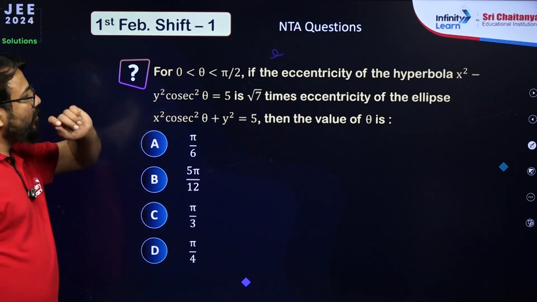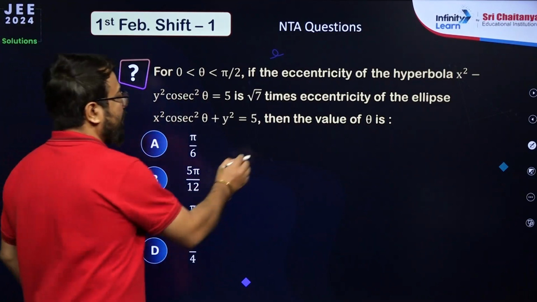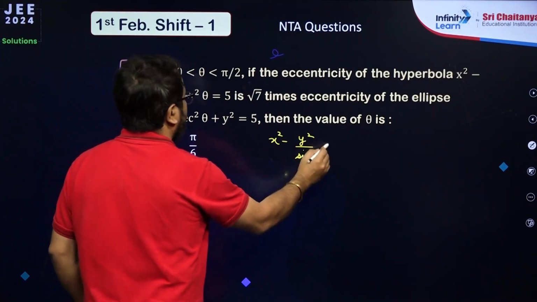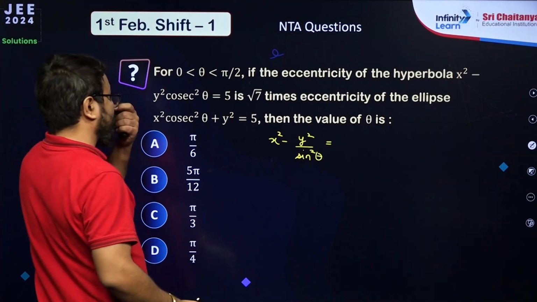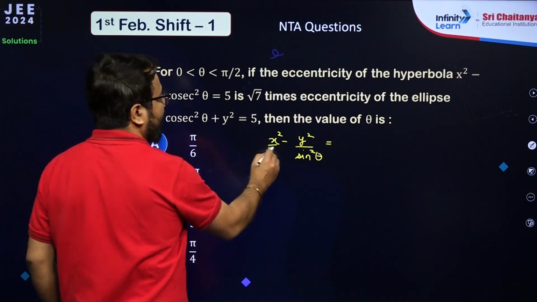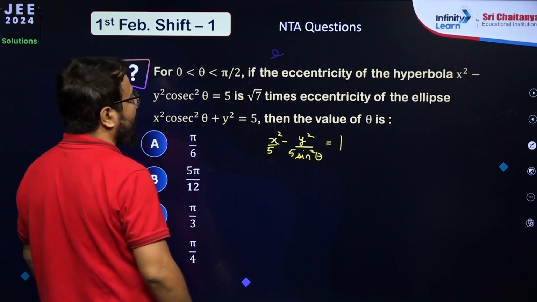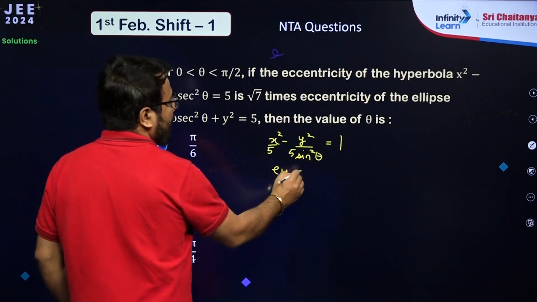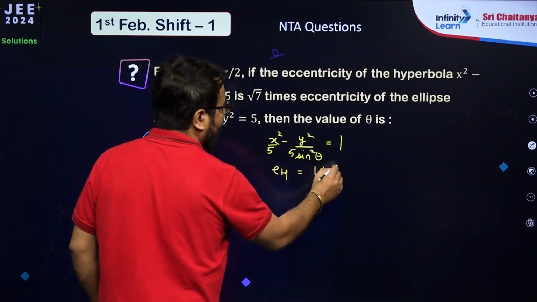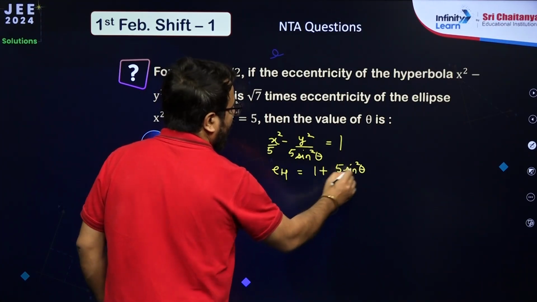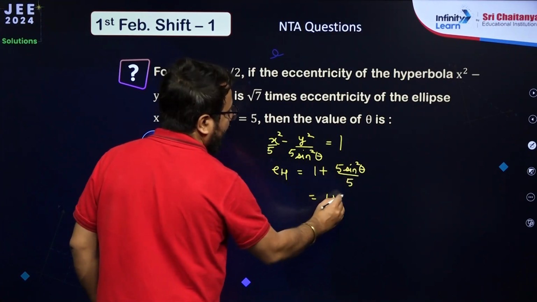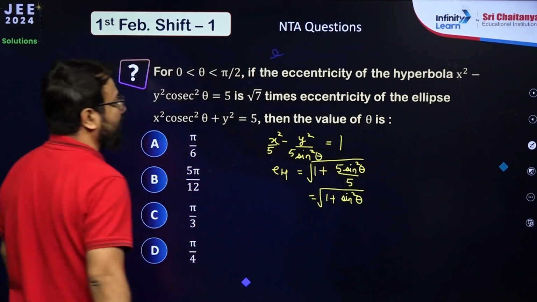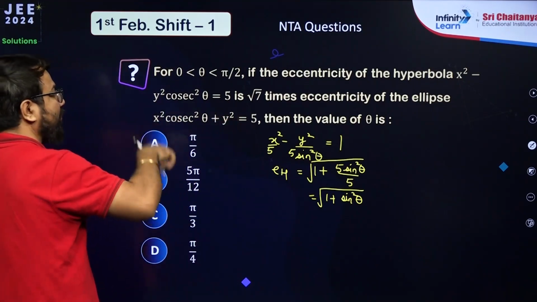For theta between 0 to 90, find the eccentricity of this hyperbola. So basically this is x squared minus y squared upon sine squared theta, and this is equal to 5, being given to us. So instead of writing 5, let us write 5 here also and here also, and here it should be 1. Let us calculate the eccentricity of this hyperbola. It will be 1 plus b squared over a squared. So it will turn out to be 1 plus sine squared theta. So this is the eccentricity of the hyperbola. It is root 7 times the eccentricity of this ellipse.